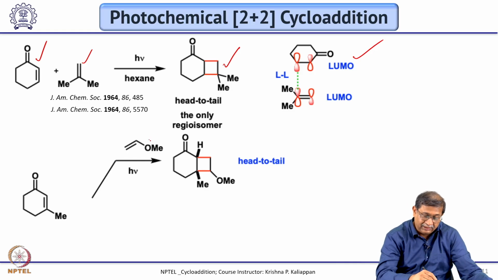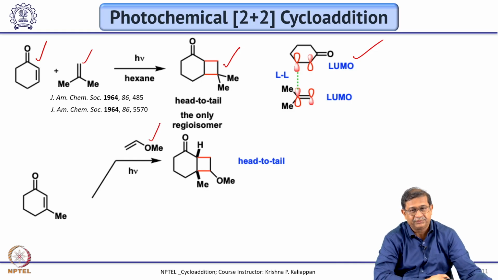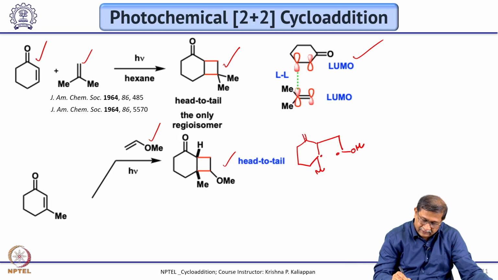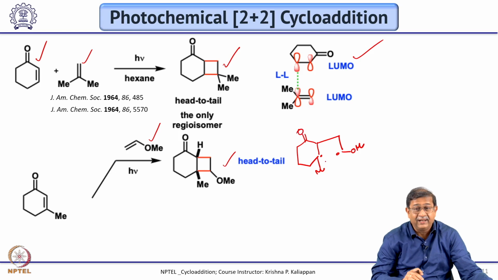For example, if you have electron donating substituent, then you get this compound. That is because if you look at the intermediate you get, now this biradical is more stable. This radical is stabilized by the lone pair on oxygen. So, this is more stable.